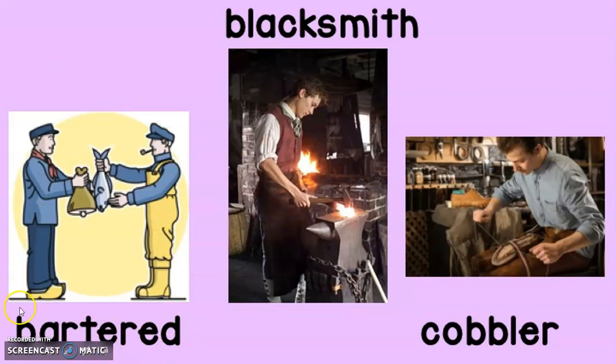Our first vocabulary word today is barter. Barter means to trade for goods instead of paying with money. So back then, there wasn't money. They traded their goods for other goods.